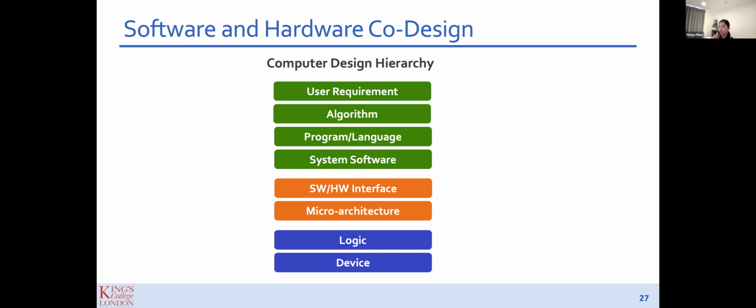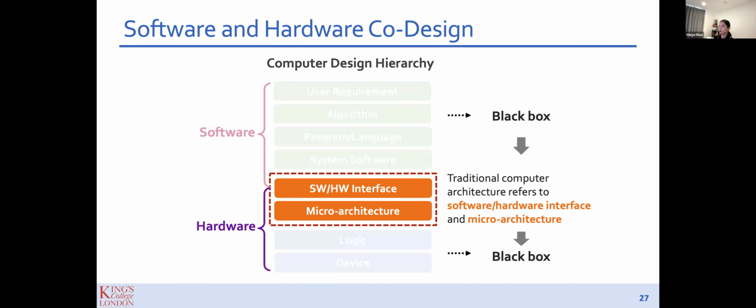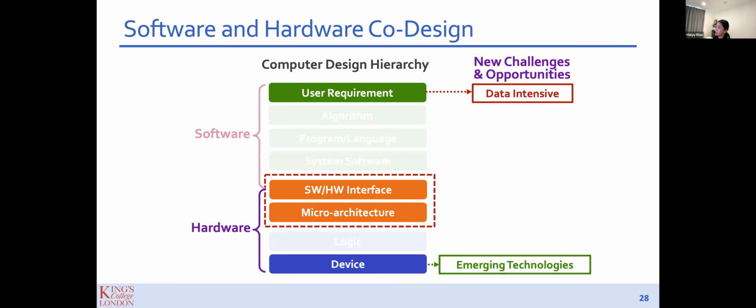So we have this software and hardware co-design because traditionally we have the computer design hierarchy like this. We have the algorithms, programming language, system software, hardware interface, microarchitecture, logic, and device. Here is the software side, and below is the hardware side. The traditional computer architecture refers to the software and hardware interface and microarchitecture. However, they treat the upper level and the lower level as a black box.